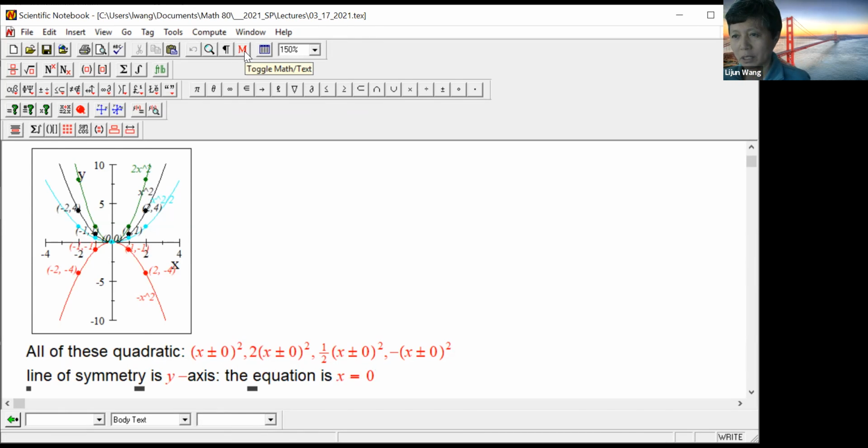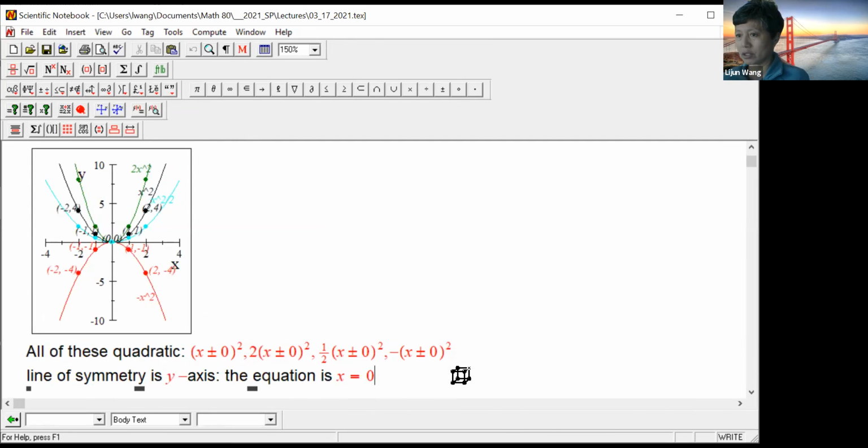Do you guys follow me? This is the line of symmetry. I know it's kind of hard to understand. When I was a student, I had a hard time understanding it too. The line of symmetry is the y-axis, but how come the equation is x equals 0? Does anyone have a question about that? If you don't have any question, that's no problem. That's great. Let's continue the observation.